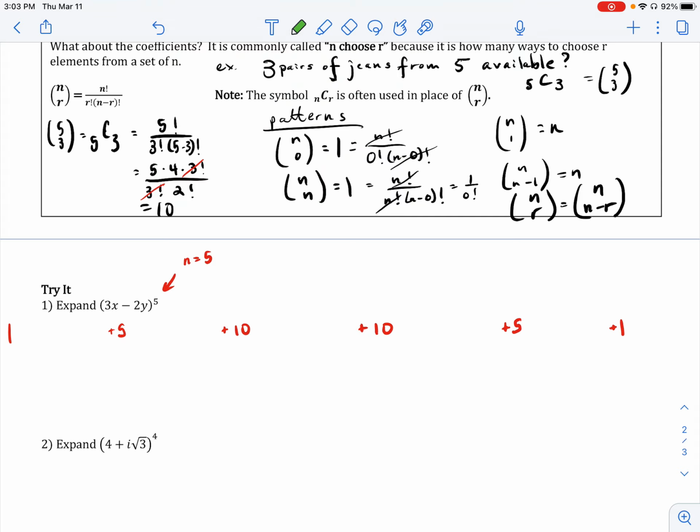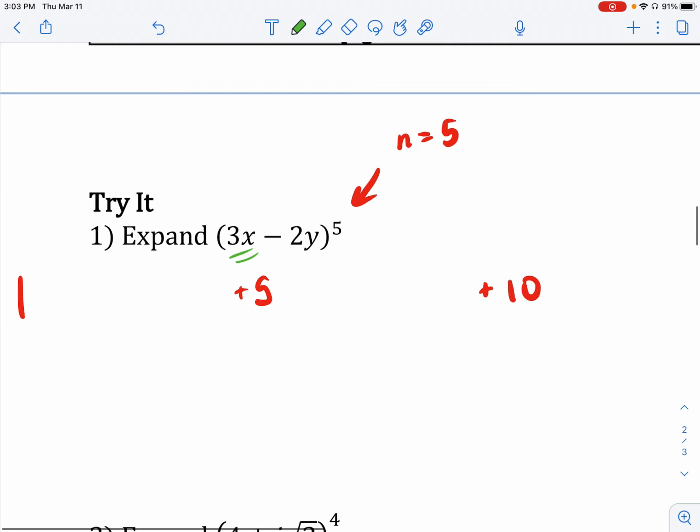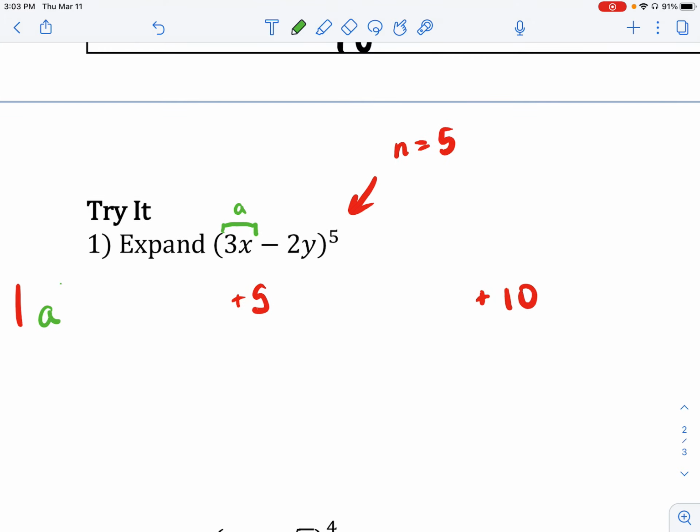Now let's move on to doing 3x. Well, if that's our a value here, and I'll actually write it above so we don't get mixed up. If this is our a, then we're going to start with taking a and raising it to the 5th power.